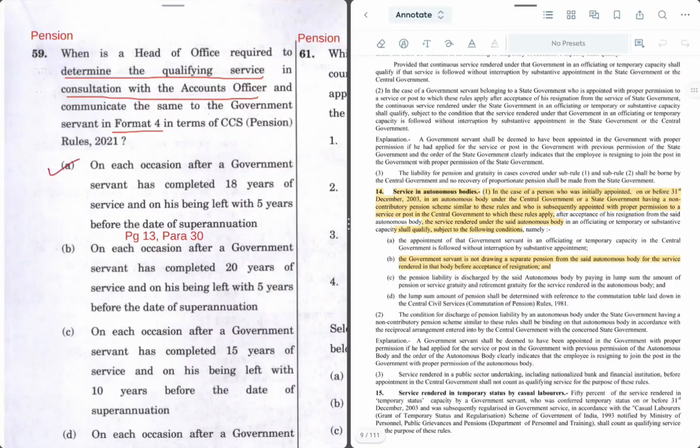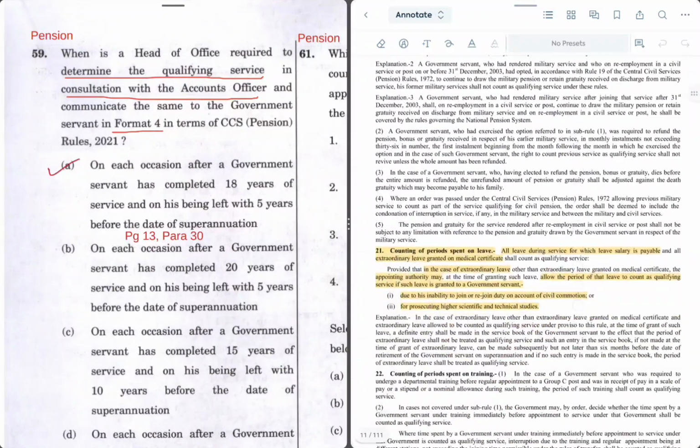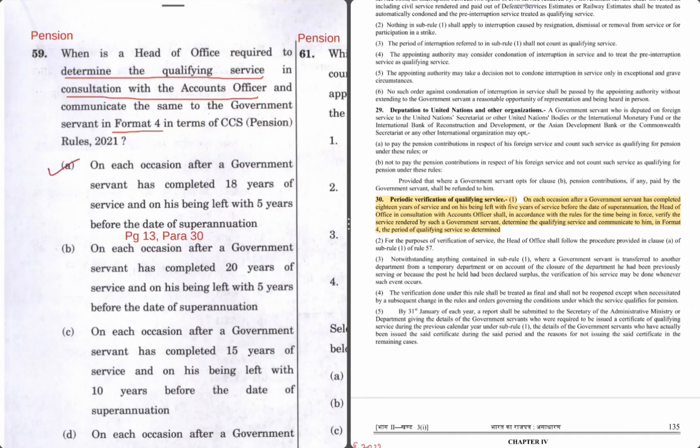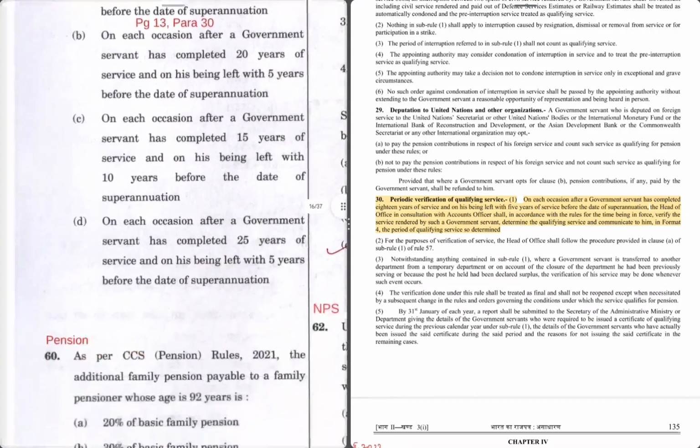When is the head of office required to determine the qualifying service in consultation with the accounts officer and communicate the same to the government servant in format 4 in terms of CCS pension rules 2021? यहाँ पे पेज 13 में and we'll go to para 30, periodic verification of qualifying service. So as per this, on each occasion after a government servant has completed 18 years of service and on is being left with 5 years before the date of superannuation, इन दोनों केसेस के अंदर qualifying service determine करेंगे head of office in consultation with accounts officer. So option A is the right answer.